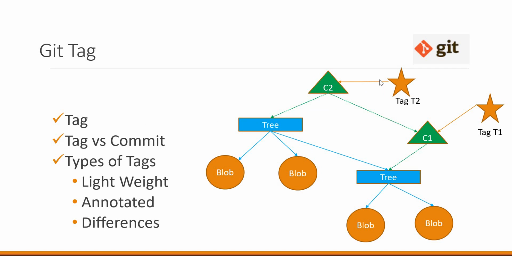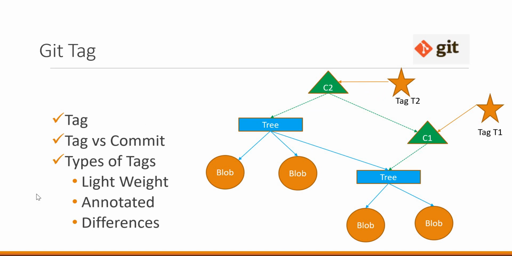Lightweight tags are just like a pointer to a particular commit. When we create a lightweight tag, it will not create a separate object for the tag. It will create a tag reference that will act as a pointer to a particular commit. Whereas when we create annotated tags, Git will create a separate object for the tag. That object will in turn reference the commit object. It also contains the required metadata, the name of the person, the date when the tag is created, etc.